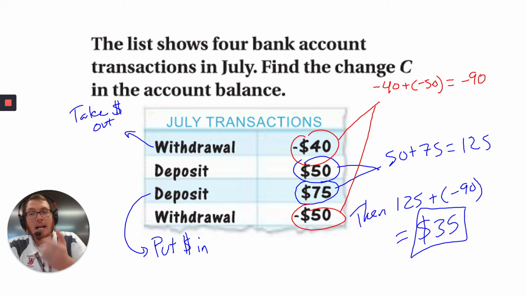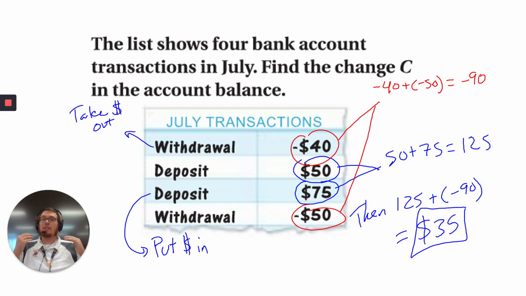Withdrawing is taking money out of the bank, so your bank account goes down. So that's why a withdraw says negative 40. A deposit says go up, or put it into your account. So that's why it's a positive 50 or 75 in this case. One way to do this question is to just systematically go down from the top.